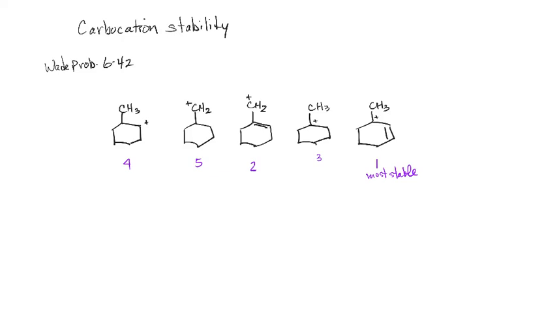This is a problem from the Wade textbook in Chapter 6 on carbocation stability, which has some pretty useful principles. So first of all, the question was to rank them from most stable to least stable. And so what I have here is the rankings. So the most stable one is the tertiary cation that is allylic.